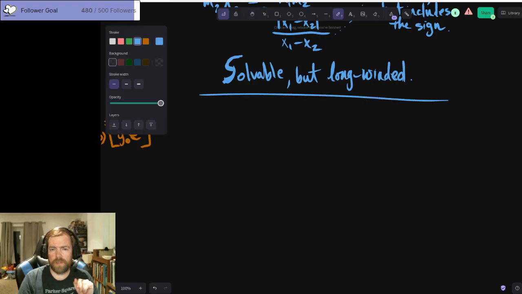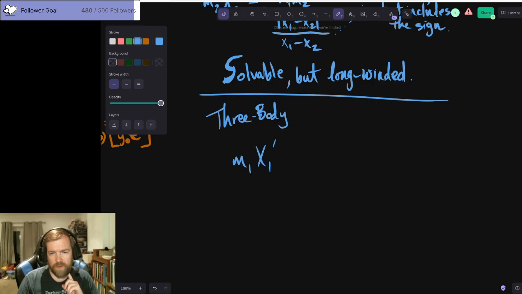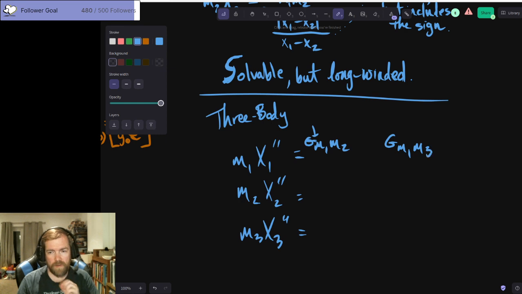So with three-body, I think you can probably see where this is going. We're going to have something with m1 x1 double prime, m2 x2 double prime, m3 x3 double prime, but now this has to include on the right hand side, you know, our G m1 m2 and a term for G m1 m3, and similarly for the others.